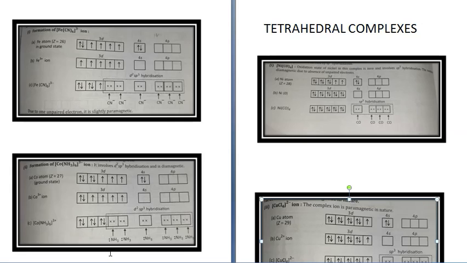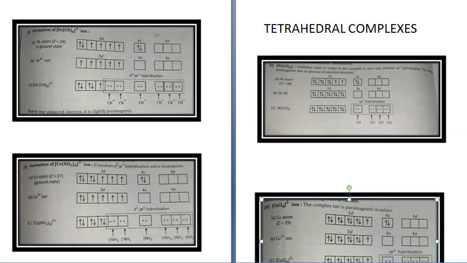Sorry, diamagnetic. If there is unpaired electron present, it is paramagnetic. And because in this complex there is no unpaired electron, this complex will be diamagnetic. Is it clear? Okay. So this is about d²sp³.